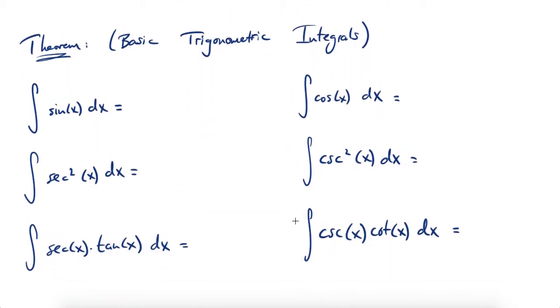And then let's add a few more identities here. So this says basic trig integrals. These may not look all that basic to you, right? Like secant squared, secant times tangent, cosecant, cotangent. Why are we not just doing sine, cosine, tangent, secant, cosecant, cotangent? Again, you might pause and ask yourself that question or try to think about it for a moment.